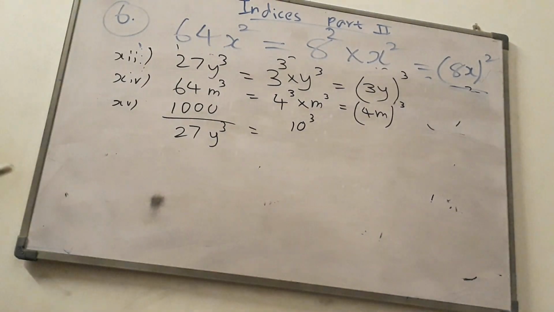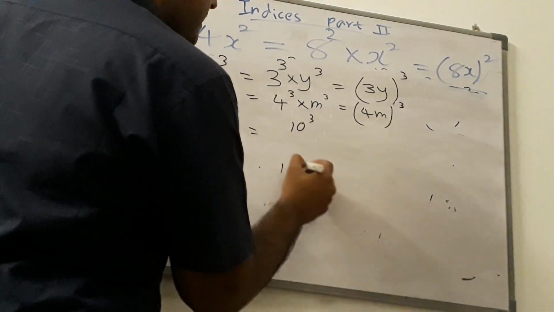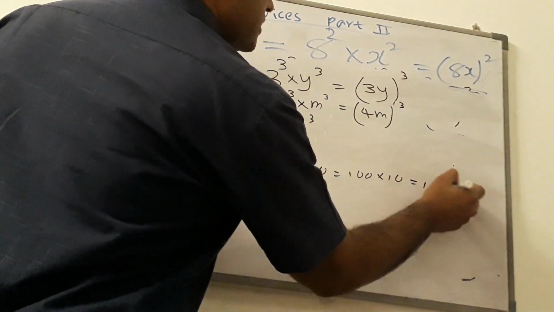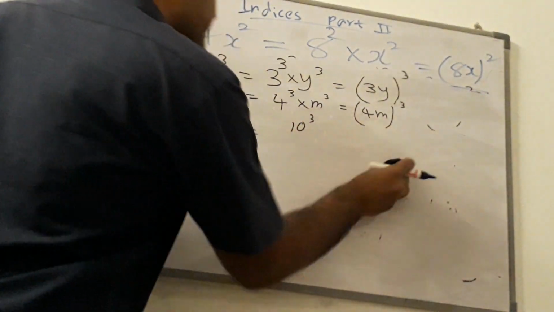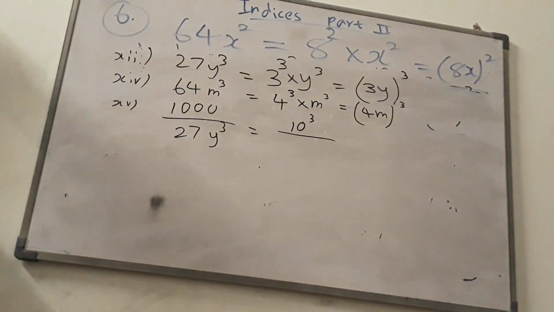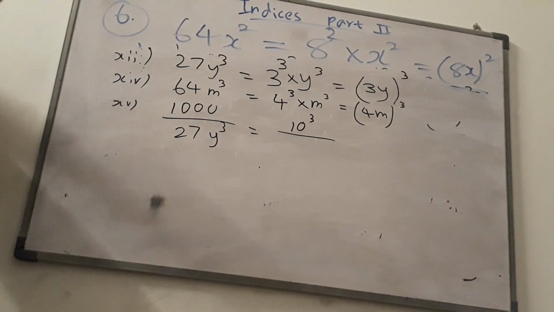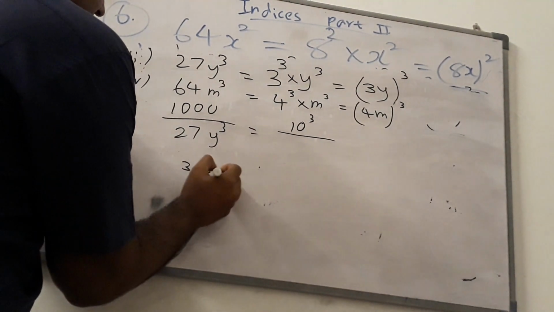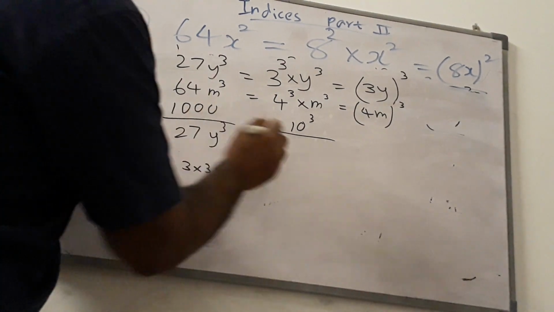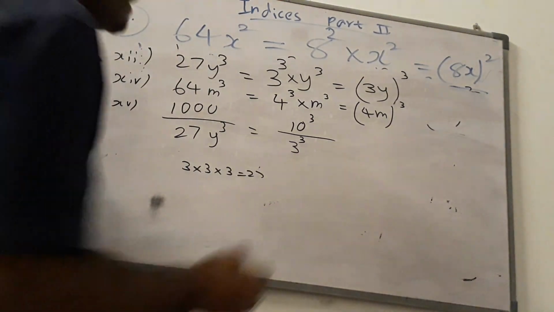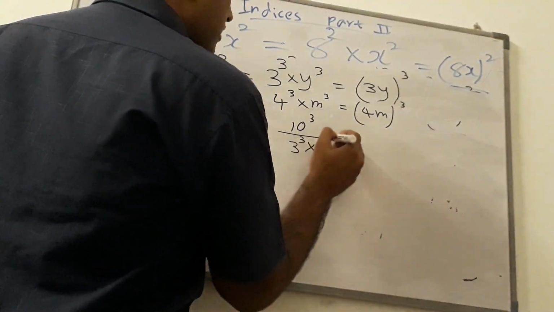Or 10 times 10 means 100, 100 times 10 means 1000. So there are 3 tens that have to be multiplied with each other. 27 also can be written as to the power 3, or as a cube. 3 times 3 is 9, 9 times 3 is 27. So instead of 27, I write 3 to the power 3 times y to the power 3, or y cubed.